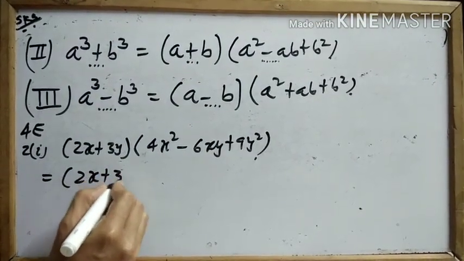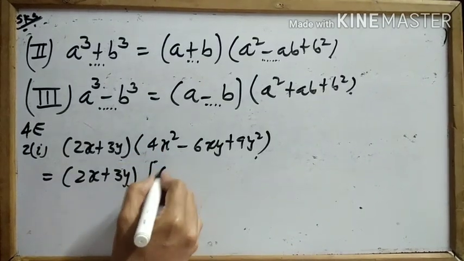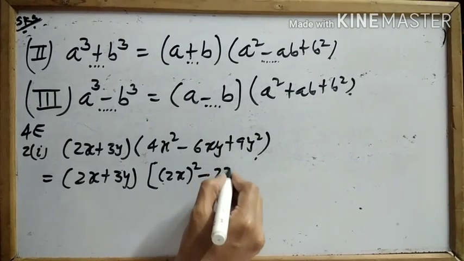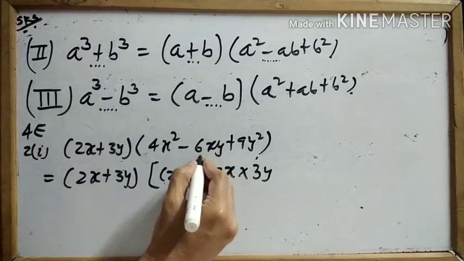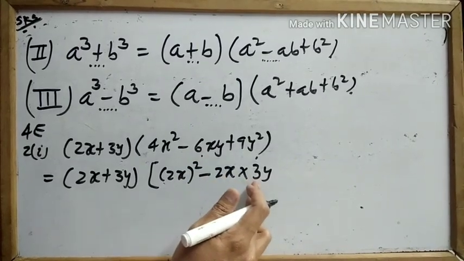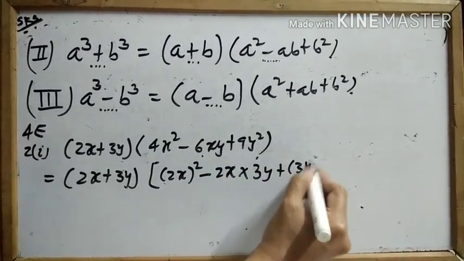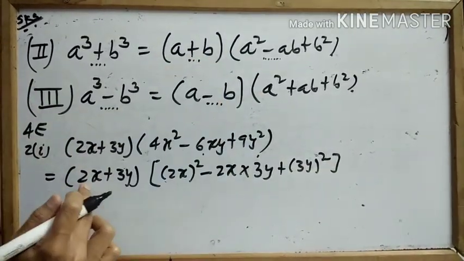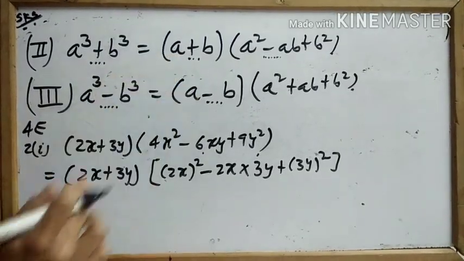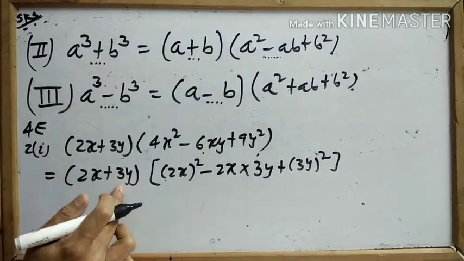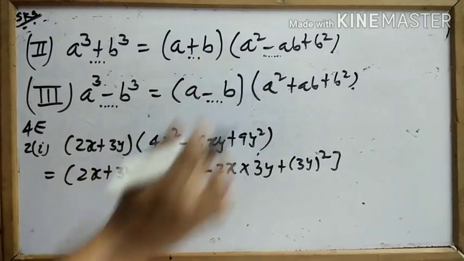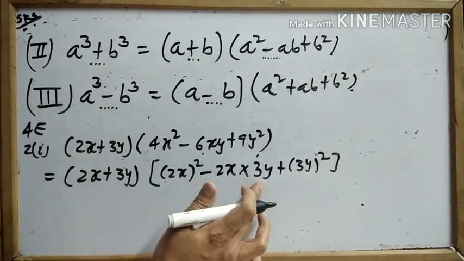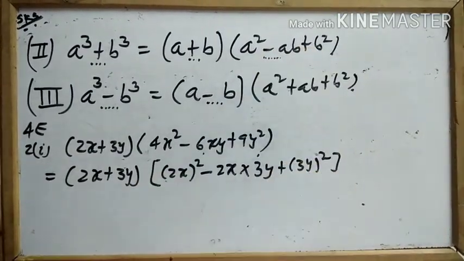This is 2x plus 3y. This 4x square is nothing else but 2x the whole square, minus 2x into 3y. This 6xy is split up as 2x into 3y, plus 3y the whole square. Now you compare with the identity a plus b. Instead of a plus b, we are having 2x plus 3y. Instead of a, we are having 2x. Instead of b, we are having 3y. Instead of a square, we'll have 2x the whole square. Instead of a into b, we have 2x into 3y. And instead of b square, we have 3y the whole square.